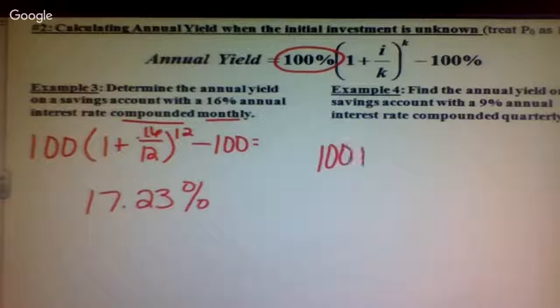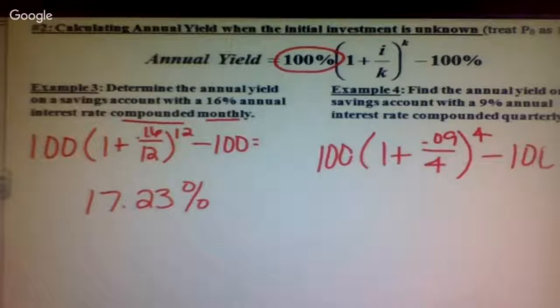Okay, example 4. I've got 100 times 1 plus, what goes on top this time? 0.09. And in the bottom? 4. We're compounding quarterly. Raised to the 4th minus 100. 9.31% annual yield. So we don't know how much money you've invested or how much you have at the end, but we know if we do it this way, you would gain 9.31% from your original.